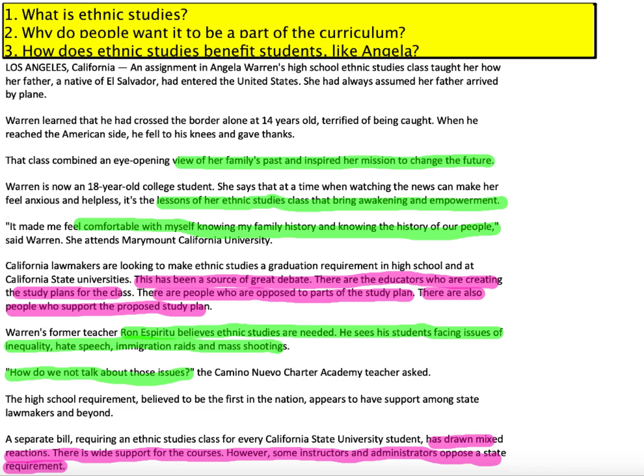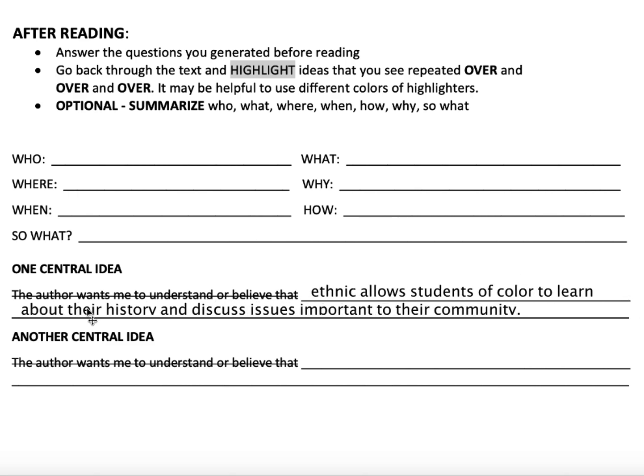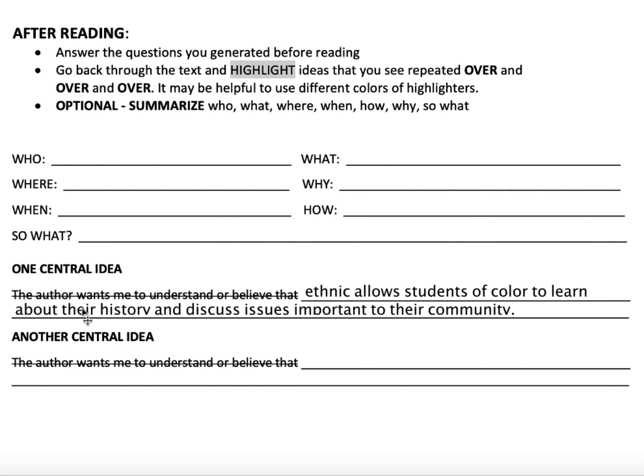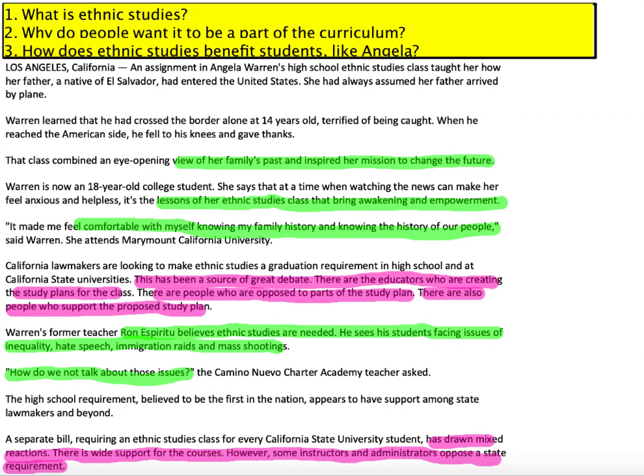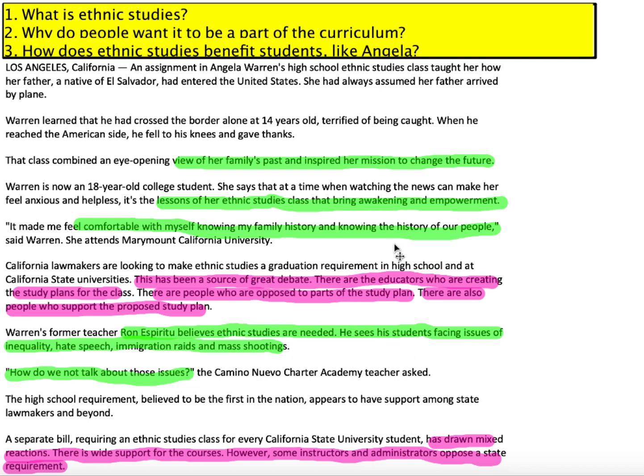So although my first central idea is absolutely the author wants me to believe or understand that ethnic studies benefits students of color, right? Ethnic studies allows students of color to learn about their history and discuss issues important to their community. That is an idea that I see repeated over and over throughout the text, especially in Angela's story. But the second idea that I saw repeated over and over throughout the text is that there is still a lot of debate about if the course should be taught, right? The author included these details in pink to really show me that it's not like everyone agrees on this. It's not for sure that this course is going to become a requirement because some people still don't think it should.